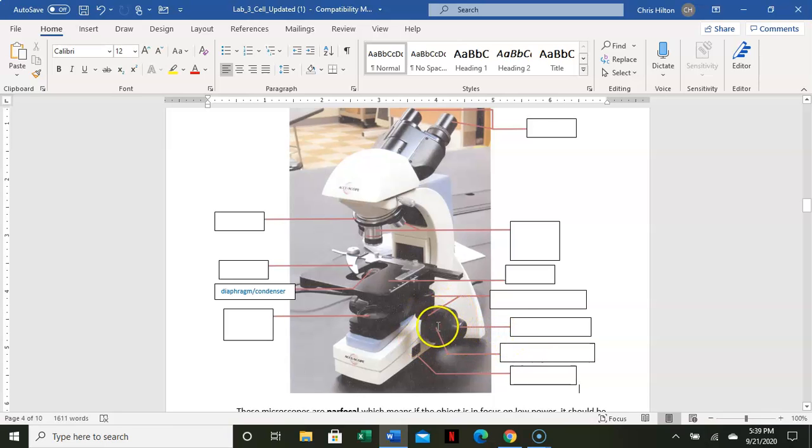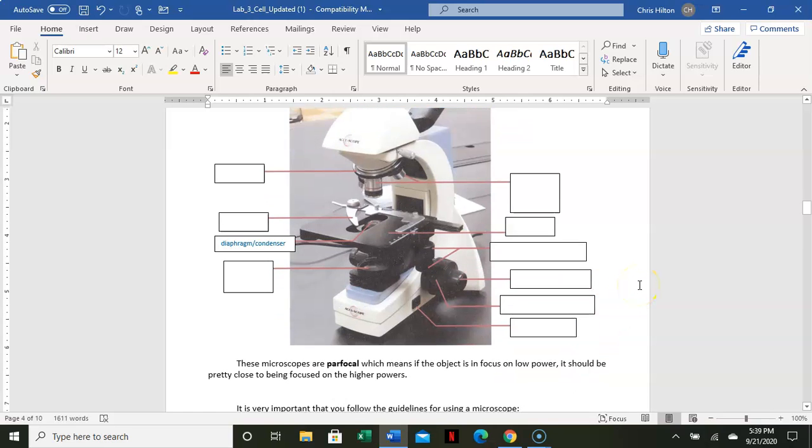This larger diameter wheel down here is the coarse focus, and the smaller diameter wheel is the fine focus. You're only going to use the coarse focus at 4x at scanning power. You'll use the fine focus at 10 and 40x, the low and high power. But they both allow you to focus on your specimen. And then this, I believe, is the light switch. And it'll turn your light on and off. And anytime you stop using a scope, you want to turn that off.